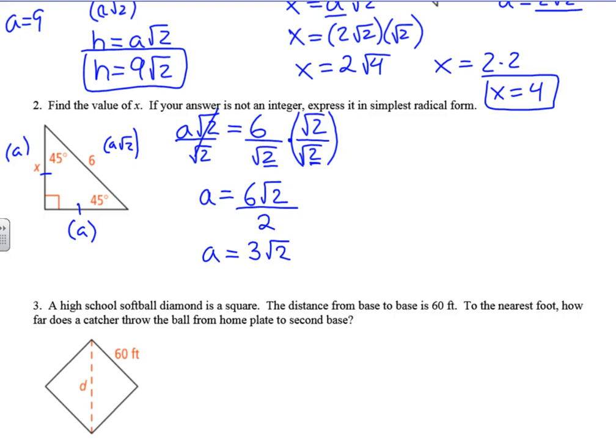We weren't being asked to solve for a, we were being asked to solve for x, but x is the same thing as a. So x equals 3 times the square root of 2. Okay, so these questions where you're given the length of the hypotenuse in the 45, 45, 90, that's where you have to do a little bit more simplification work, and this is called rationalizing the denominator.